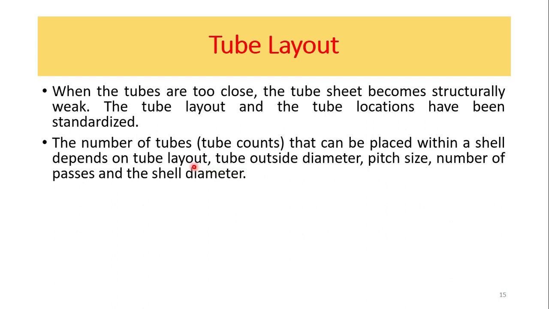So I have also explained the tube layout, which could be 30 degree, 45 degree, 60 degree or 90 degree layout, and the tube outside diameter, and the tube pitch. Tube pitch means the distance from the center of one tube to the center of another tube, which is known as the tube pitch. I will show you in one of the upcoming slides. So the number of passes of the tubes and the shell diameter, these are the different design parameters, which are very important when you design a particular shell and tube heat exchanger.